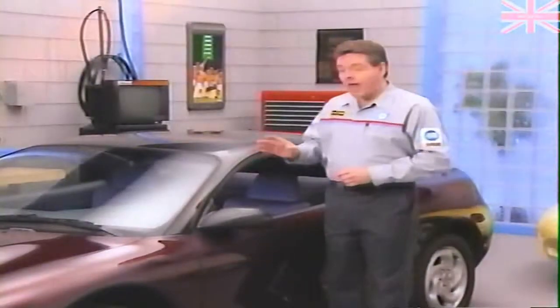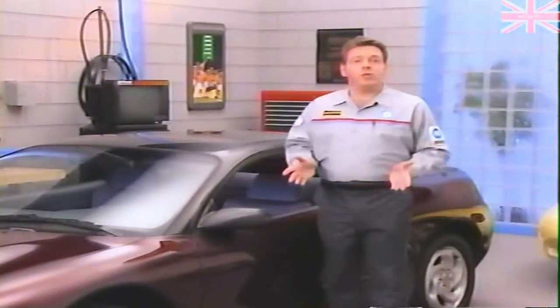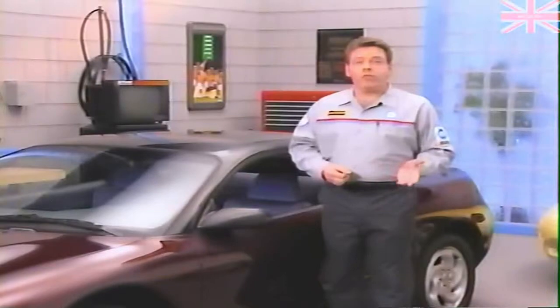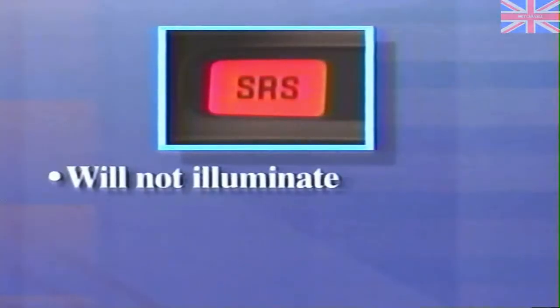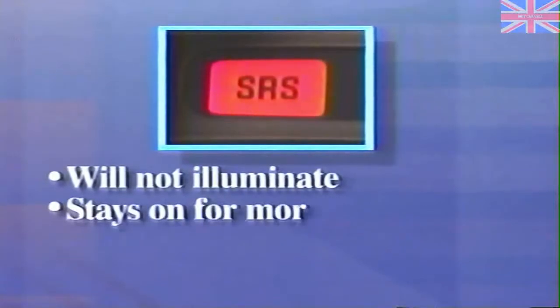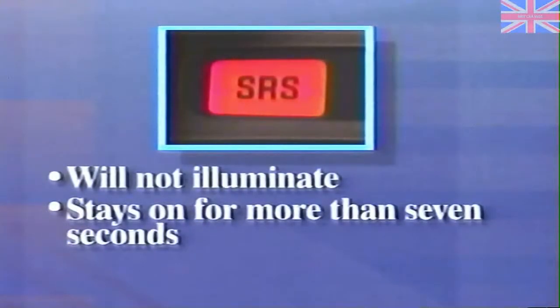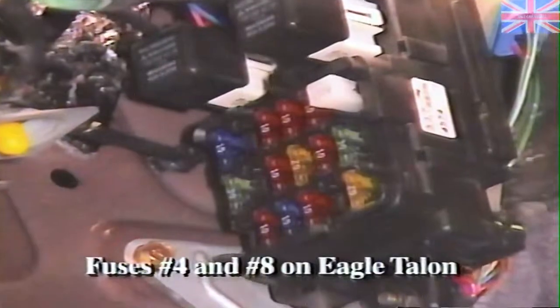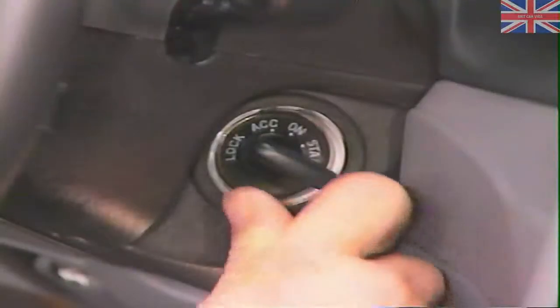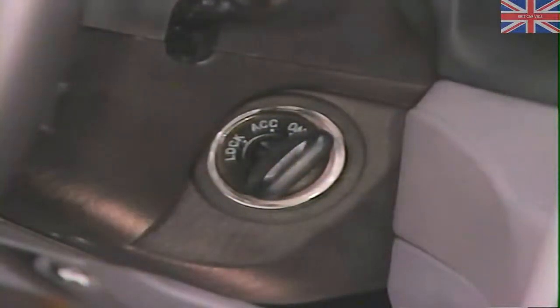Unless the vehicle has been in an accident, complaints about the airbag system will usually be due to the SRS warning light. Either it does not illuminate at all, it stays on for more than 7 seconds when the ignition is turned to the on or start position, or it illuminates while driving. If the warning light is not functioning properly, the first step is to check the 2 airbag system fuses. If the fuses are okay, turn the ignition on and verify the customer complaint.